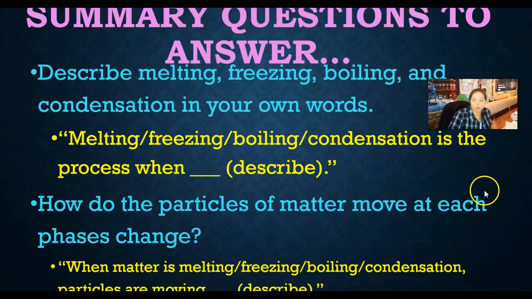How do particles of matter move? When matter is melting, freezing, boiling, or condensing, particles are moving. So as it goes to a solid, it is slowing. As it goes to a liquid, it is moving faster.